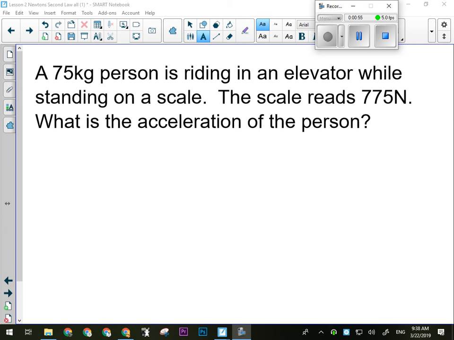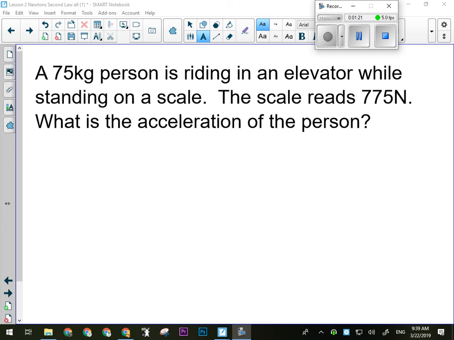Stationary, or moving at a constant velocity. Because in those situations, the net force is 0. So the force up and the force down are equal. If I'm accelerating upwards, it's going to tell me that I'm heavier. Because when I'm moving upwards, the floor pushes harder on my feet than it does when I'm stationary. That's how it moves me up. Everybody all right with that idea?